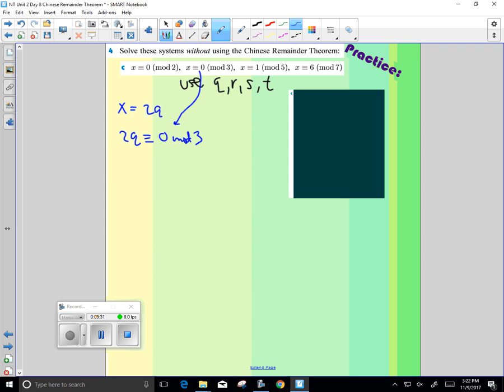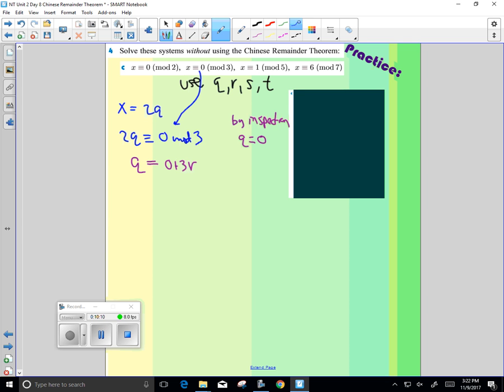Okay, now by inspection, you're going to get q is going to be equal to 3, or q will be 0. That's the easy one. It could go 3, but minus 3 is 0. And so now we can say that q is equal to 0 plus 3. Next one is r.